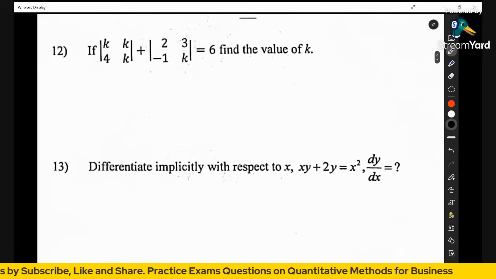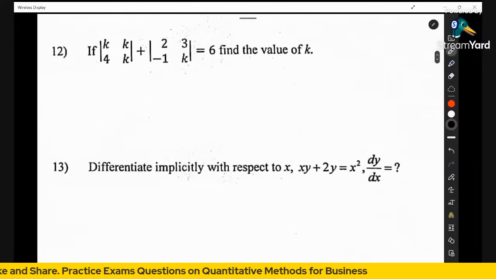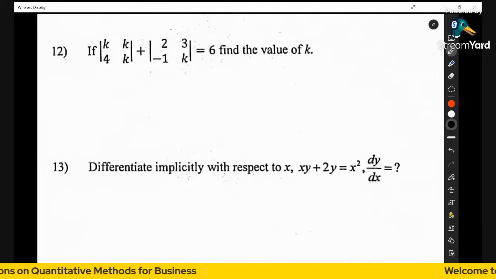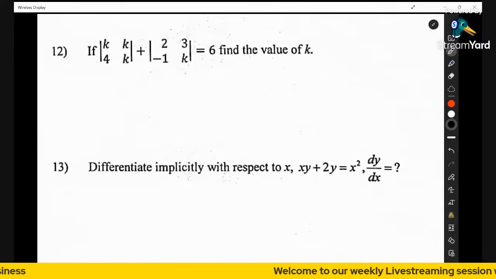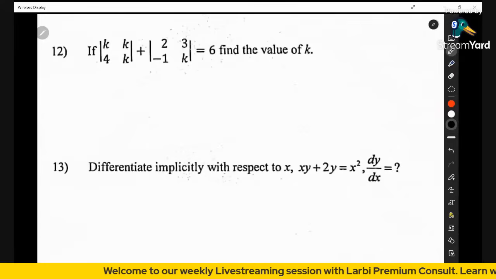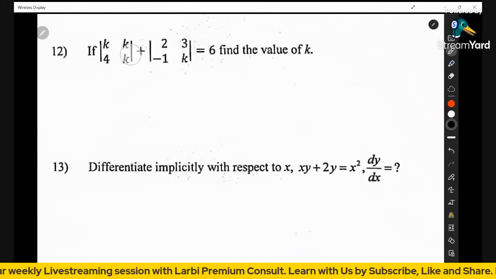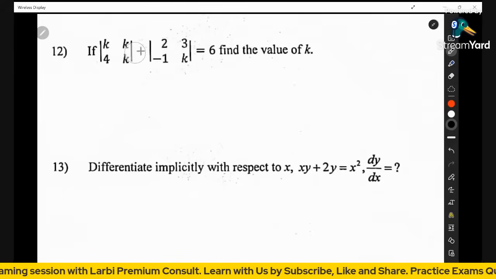Question number 12. If the matrix k, k, 4k plus 2, 3, negative 1, k is equal to 6, find the value of k. So here, when you see something of this nature and you can see these bars, that tells you that actually we want to find the determinant of the matrix. But before we can do that, we need to add these two matrices. After that, we'll find the determinant of these two and then equate that to 6.